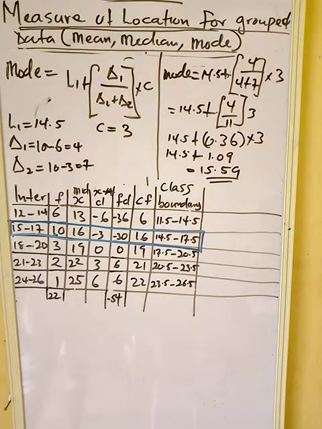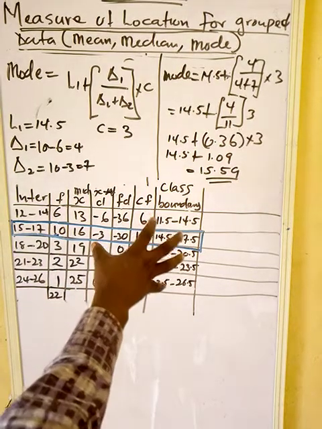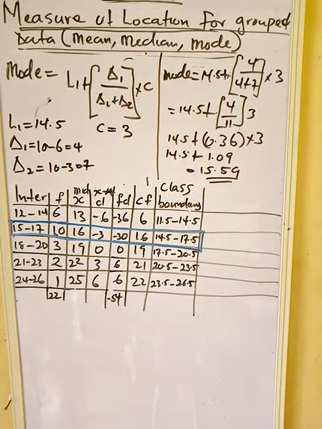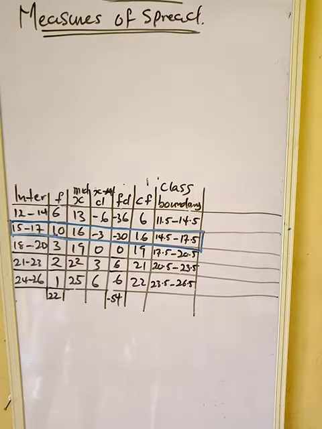I will clean the board. We are still going to use the same question to answer our standard deviation. Standard deviation can be calculated using two methods. The first is calculation of standard deviation without assumed mean, and the second is calculation of standard deviation with assumed mean. We are going to demonstrate the two.